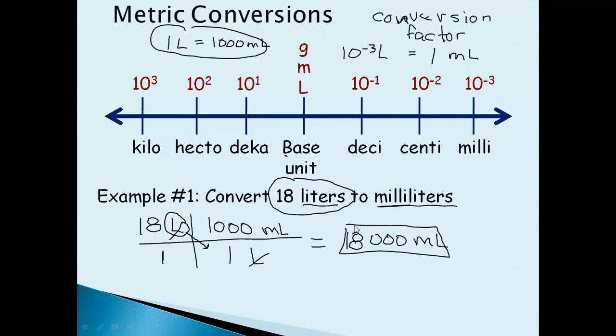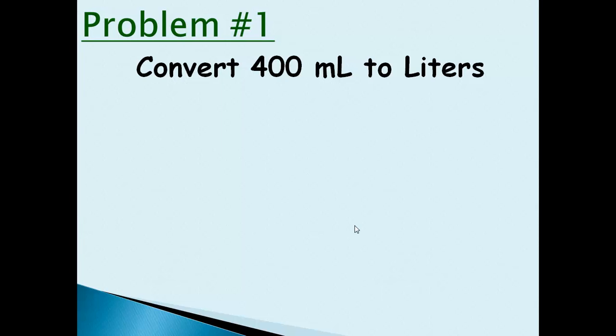We're going to try several more of these. So you should be writing these down and practicing as we go, because this is one of the key concepts and key ideas that you're going to need to know as we go through chemistry. So let's try an example. Convert 400 milliliters to liters. The first thing we need is our equality statement. So 1 liter is equal to how many milliliters? Okay, 1 liter is equal to 1,000 milliliters.